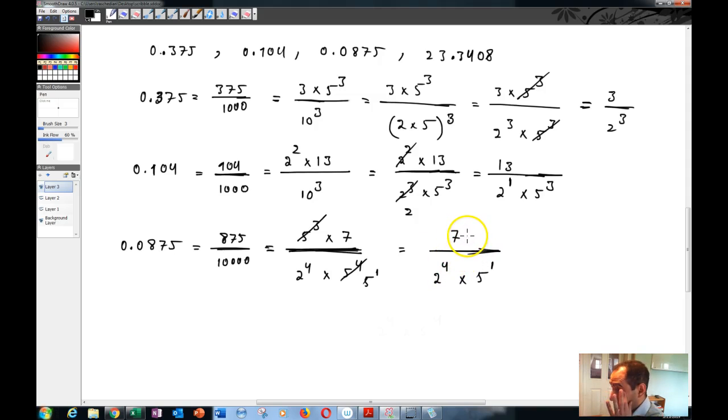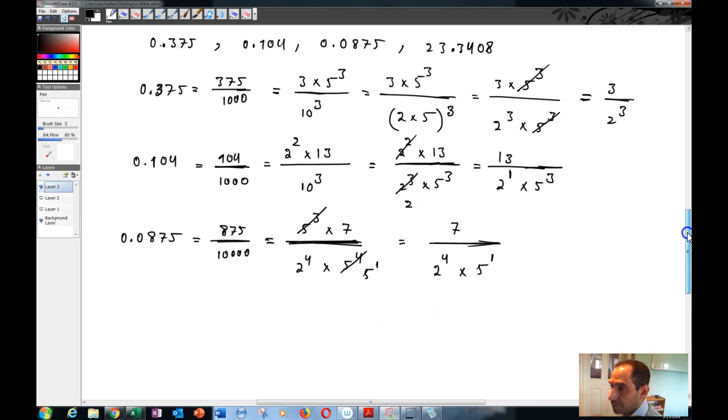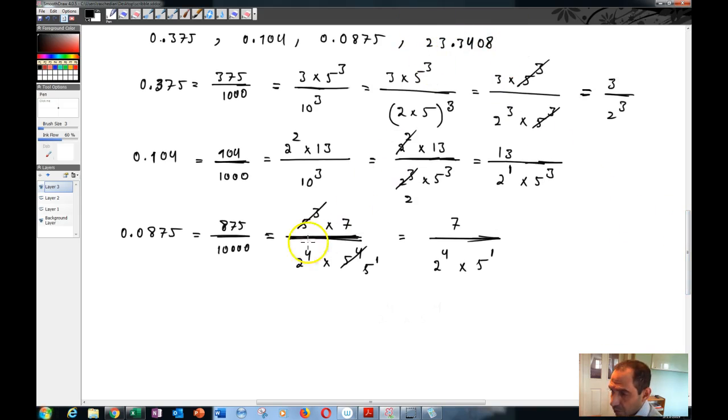And that's basically that. As you can see over here, already you can see a pattern. You have some factors of 2 in the denominator, some factors of 5 in the denominator, again some factors of 2 and 5 in the denominator. And we can do this last one as well, so it's 23.3408.